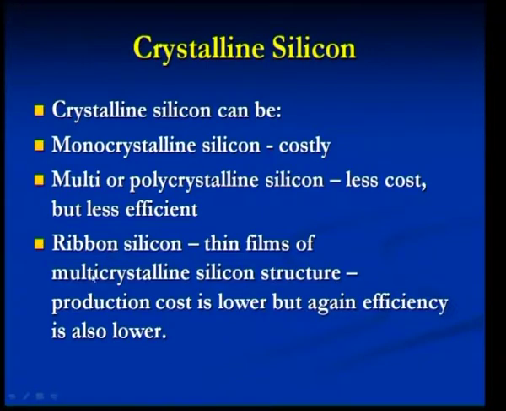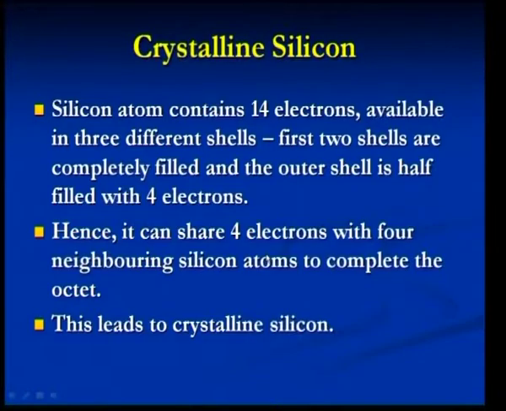The third form of silicon is ribbon silicon. Thin films of multicrystalline silicon structure are basically called ribbon silicon. Its production cost is of course lower, but again the efficiency is also lower. These are the different forms of crystalline silicon. Silicon atom: what is so special about this silicon atom, which makes it very useful in the construction of the photovoltaic cell?